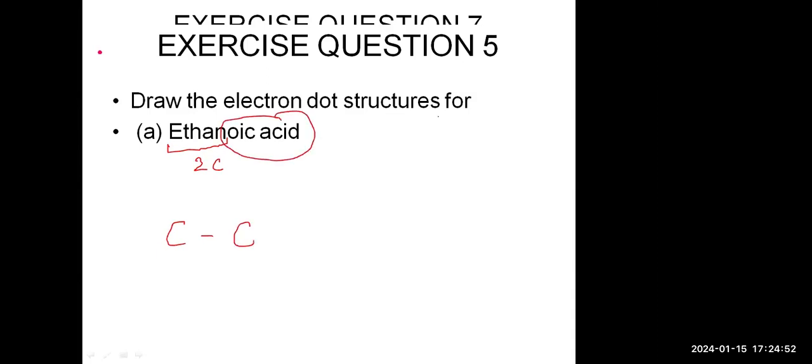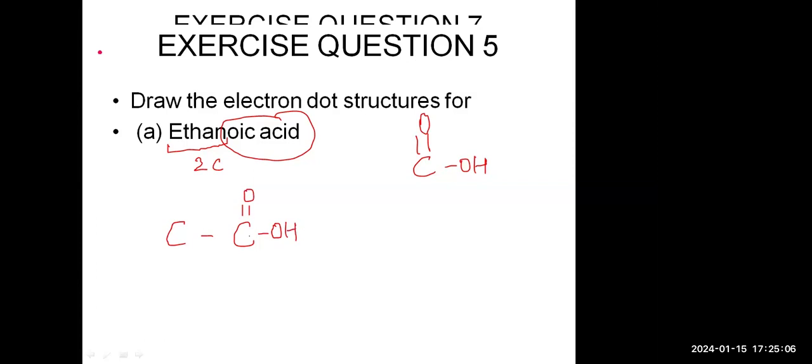Now, the next question: draw the electron dot structure for ethanoic acid. So, how do we draw it? First, we see this is ethane. Ethane means two carbon, so let us make two carbon atoms. It is oic acid. Oic acid has this functional group, COOH. So let us make this functional group on the second carbon.